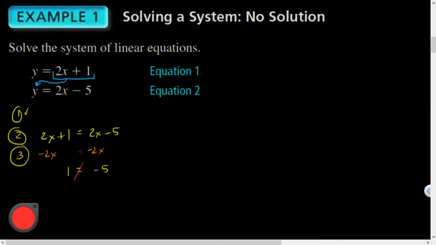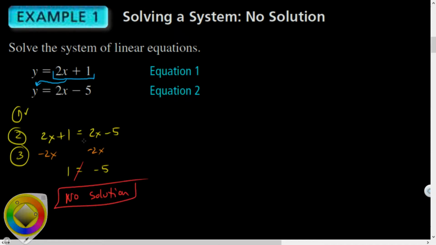So anyways, this is not true. Do you agree? Because it's not true, it's no solution. So when your variables disappear and you end up with a false statement, there is no solution.